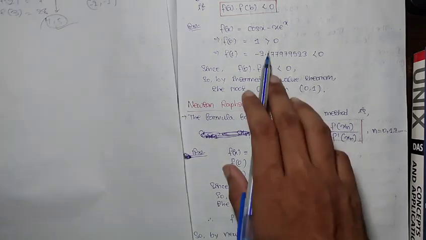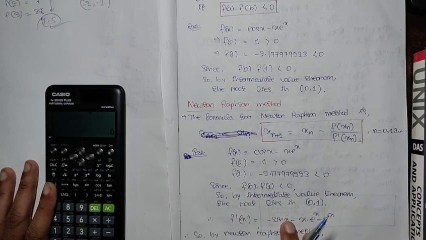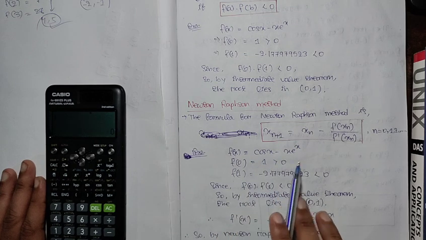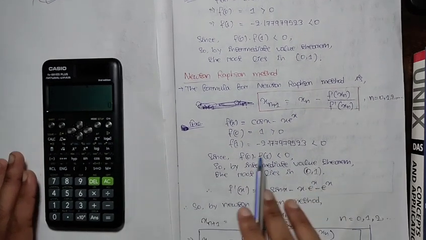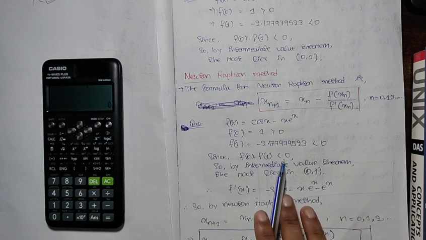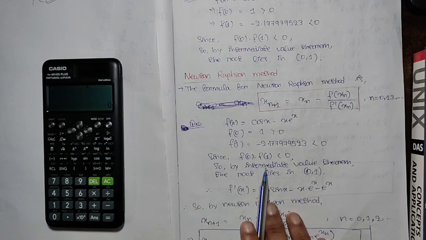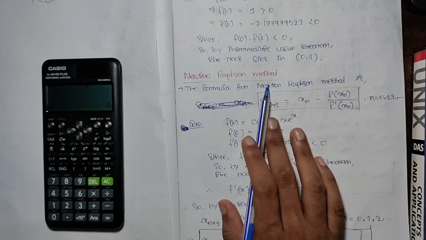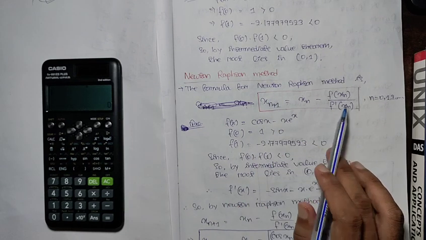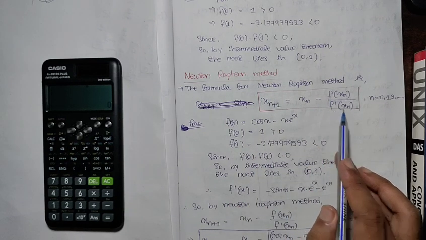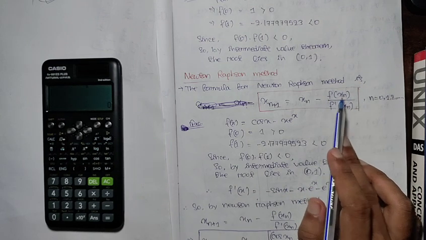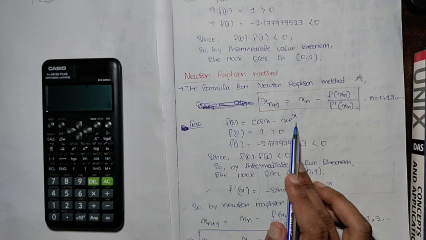I will tell you how to do this in the scientific calculator already. So put f of 1 in this equation, you should get this result. So as we say, since f of 0 and f of 1 have opposite signs, by the intermediate value theorem, the root lies in 0, 1. Okay. Now according to this method, what you should do is calculate the derivative of the numerator. Okay, so f of x equals this.